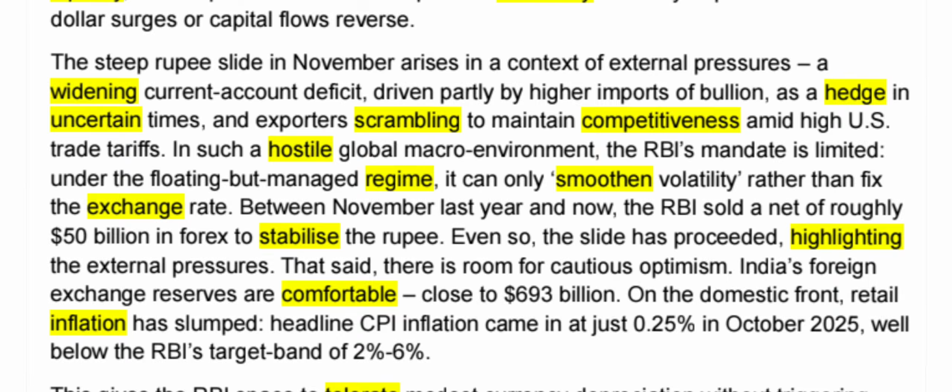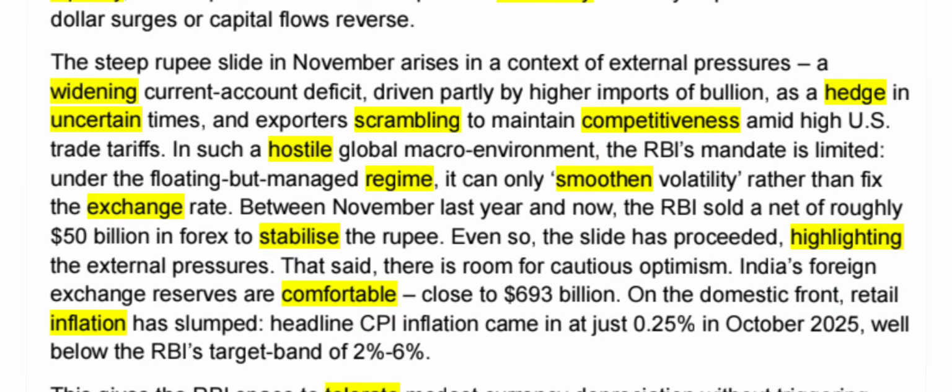under the floating but managed regime, it can only smoothen volatility rather than fix the exchange rate. Between November last year and now, the RBI sold a net of roughly $50 billion in forex to stabilize the rupee. Even so, the slide has proceeded, highlighting the external pressures.